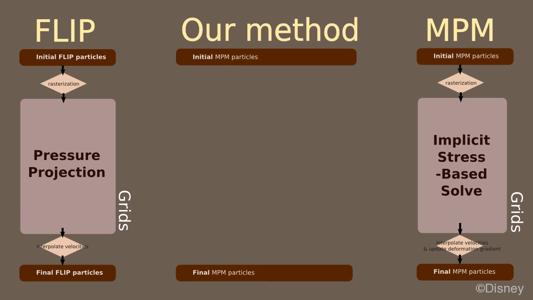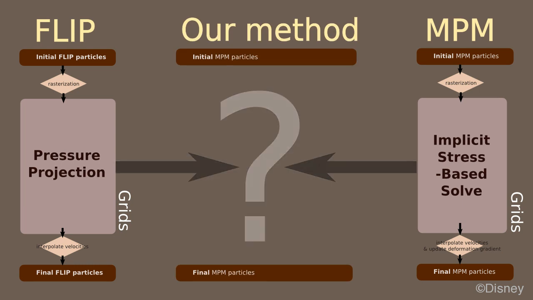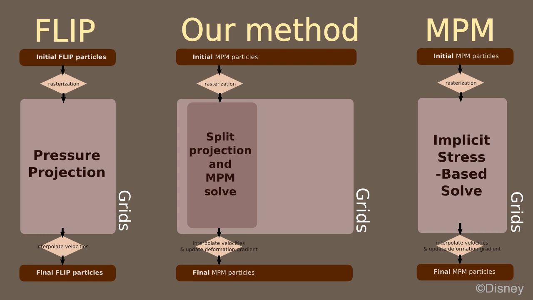The main idea behind our method is to use a splitting so that we can do both a projection and a stress computation in the same solver. The result is a solver that can handle a wider range of material properties. In addition to unifying MPM and FLIP, we also integrate a heat solve to drive the change in material properties.